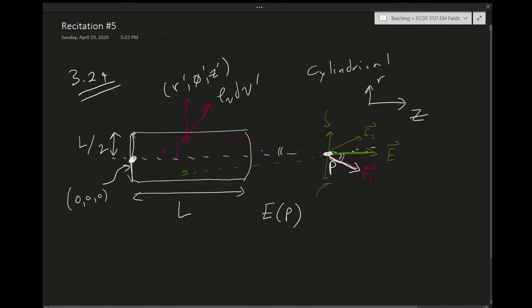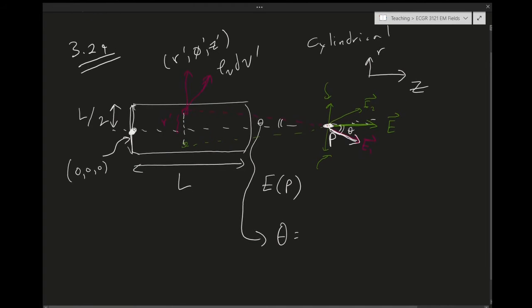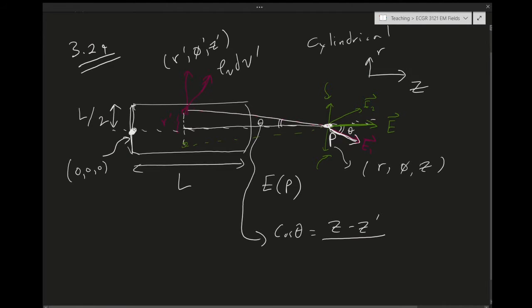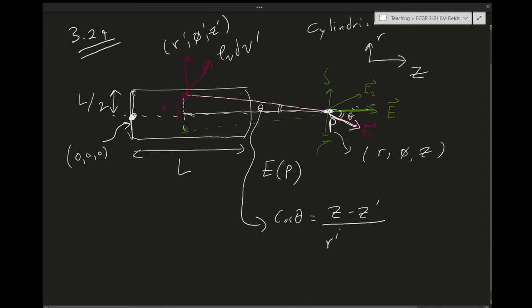So in this case, I have this angle theta. What is this angle theta? I can find it from the geometry of the problem. So what is the cosine of this angle? Cosine theta is this length here, which is, let's assume the point here has coordinates r, phi, z. So the cosine theta is going to be z minus z prime, this distance here, over this distance, the hypotenuse, which is the square root of r prime squared plus z minus z prime squared.